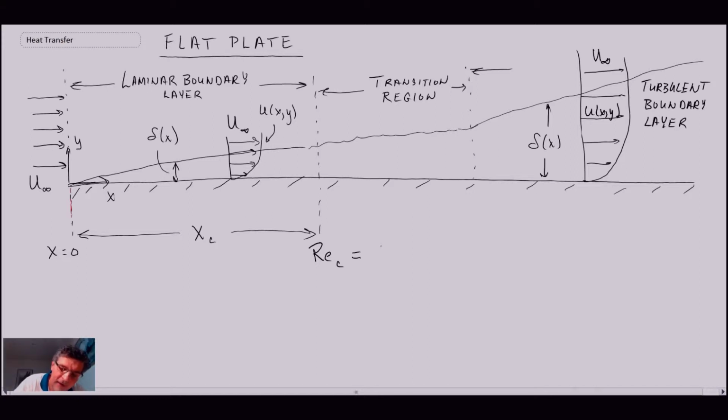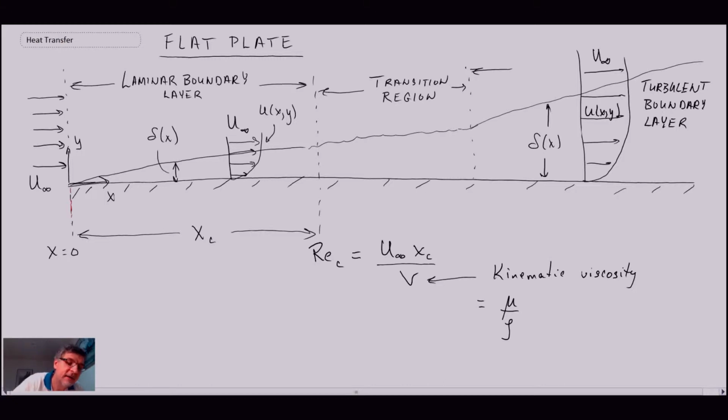The way that we define the Reynolds number is U infinity, which is the free stream velocity, times some characteristic length scale. For a flat plate boundary layer, it's usually the distance from the leading edge x. Then we divide that by the kinematic viscosity, nu. And remember that nu is just mu, our dynamic viscosity, divided by the density of the fluid flowing over the flat plate. So we have this transition region.